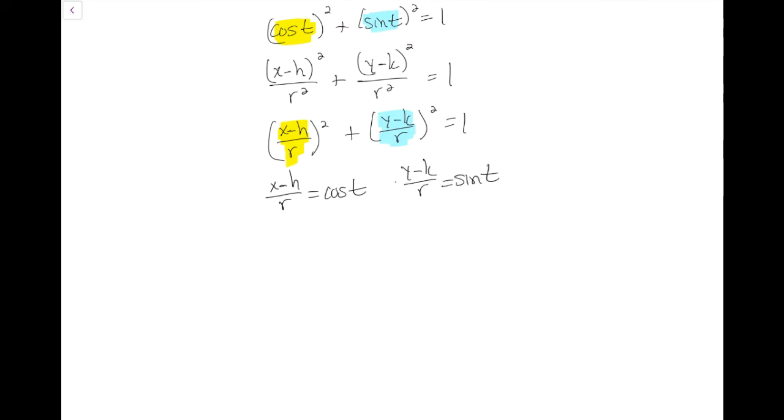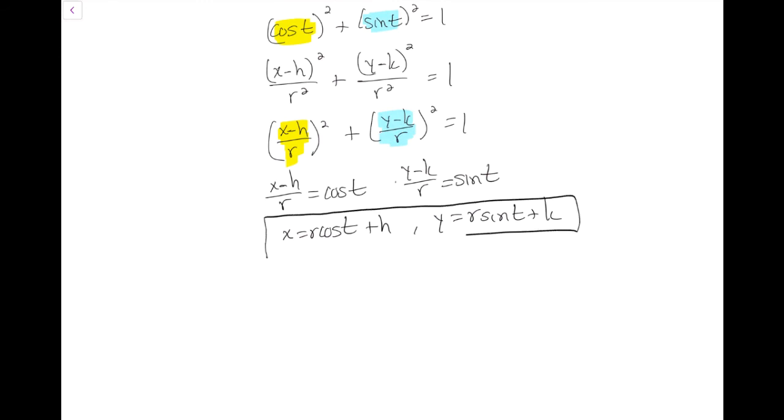Just a little bit of algebra here: I'm going to multiply both sides by r and then add the h, and then multiply both sides by r and add the k. So this is my general form of a circle with center (h, k) and radius r.